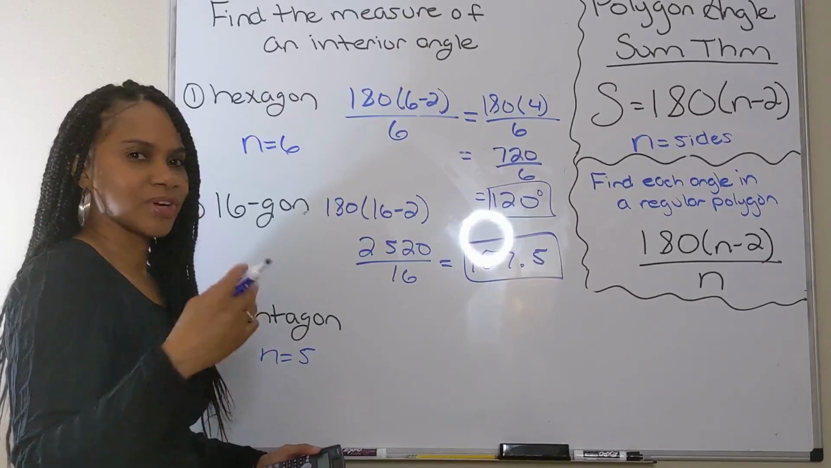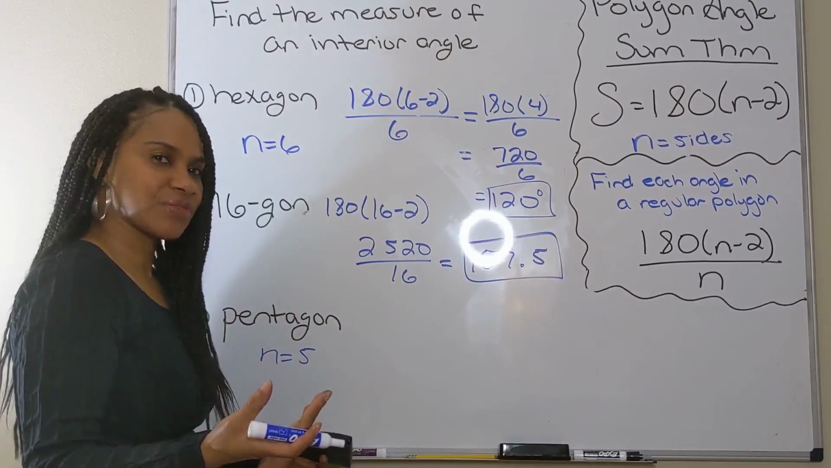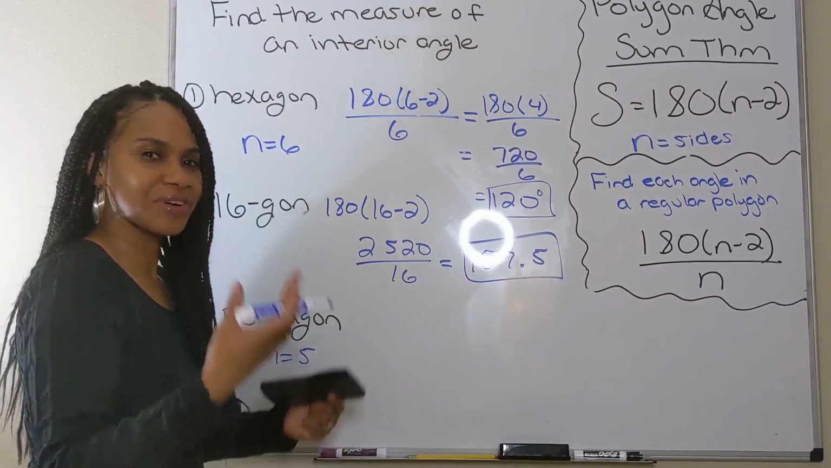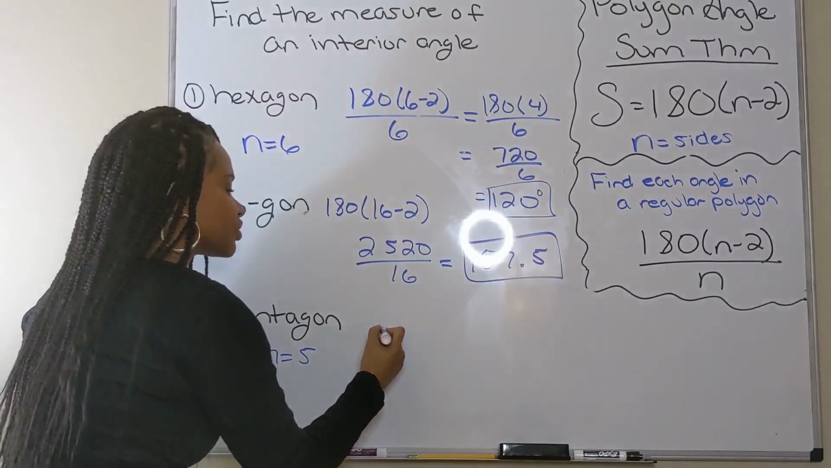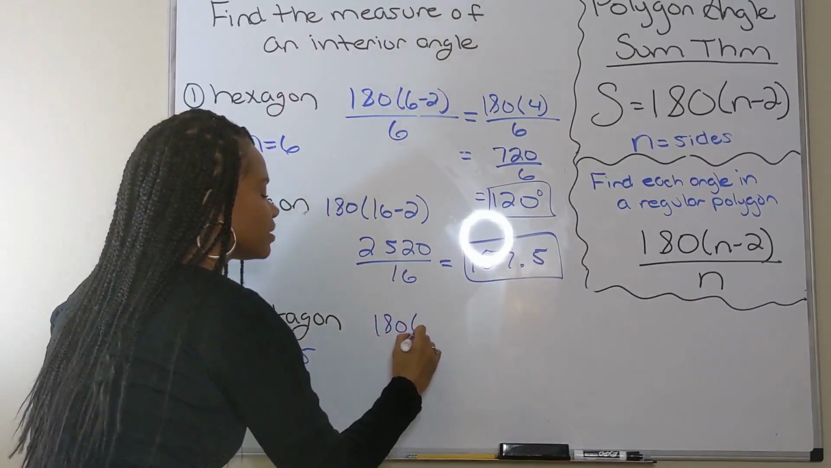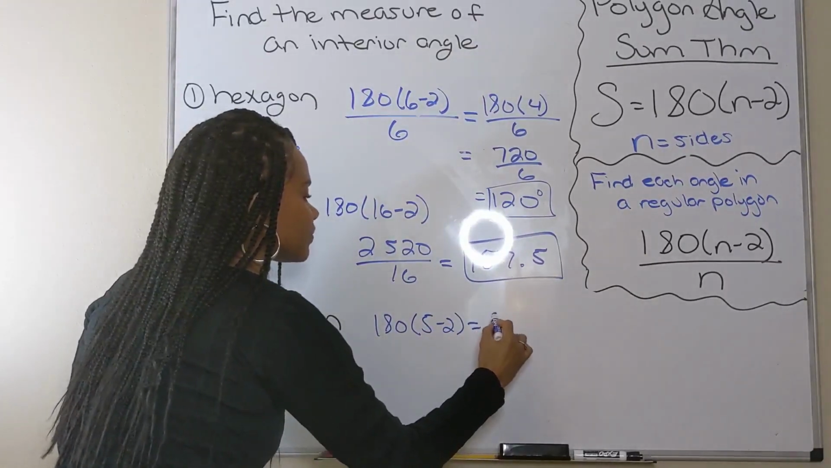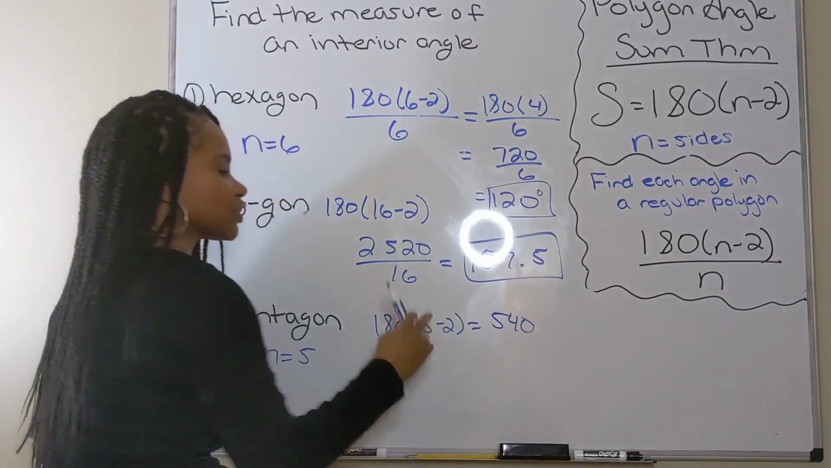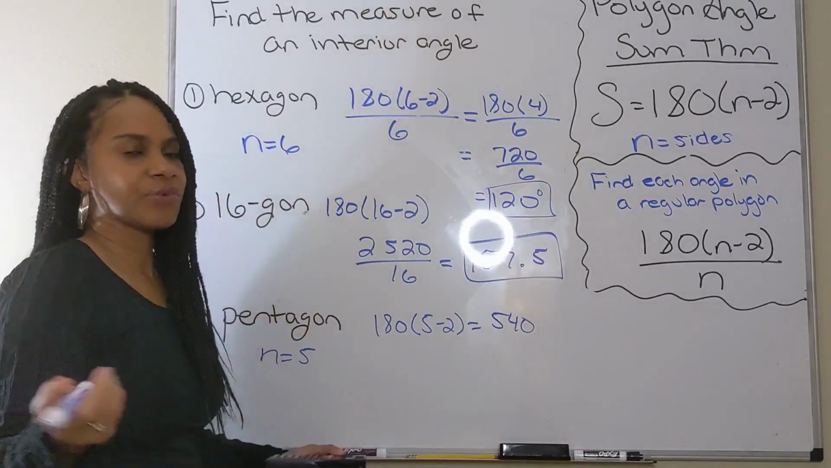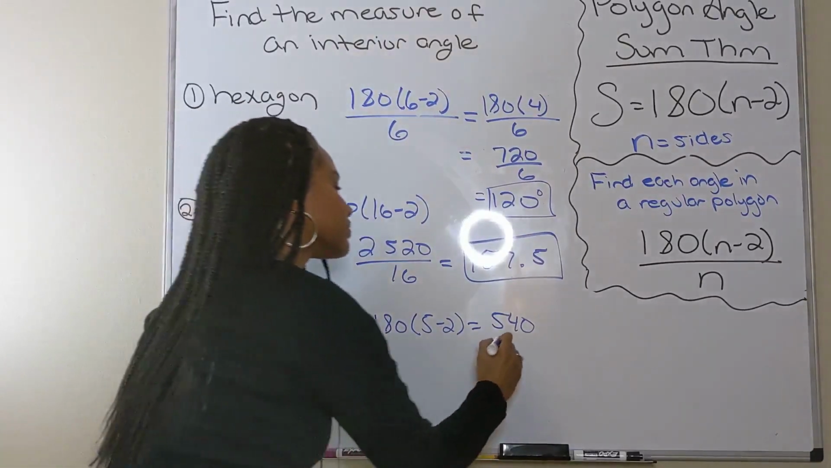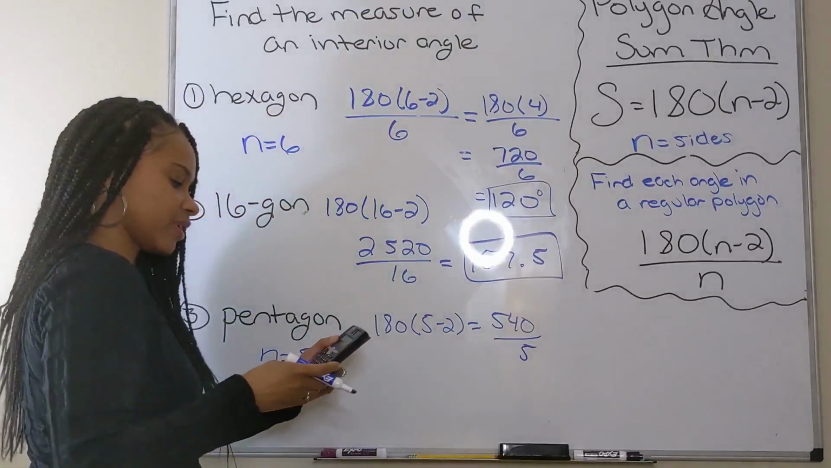So we learned before that a pentagon has 540. The measure of all the angles is 540. But just to show you again, if we do 180 times 5 minus 2, that gives me 540, because 3 times 180 is 540. The number of sides is 5. So let's divide by 5.